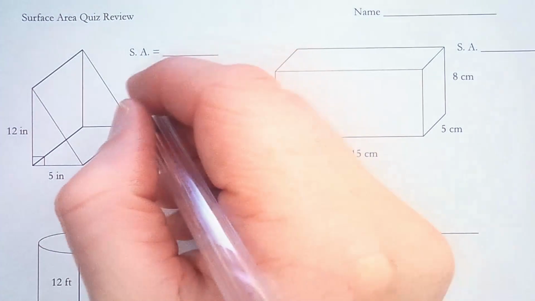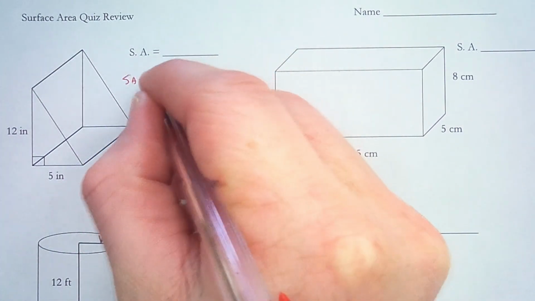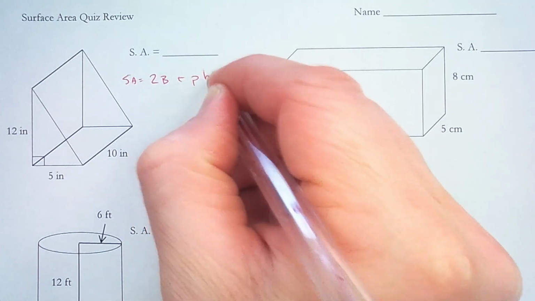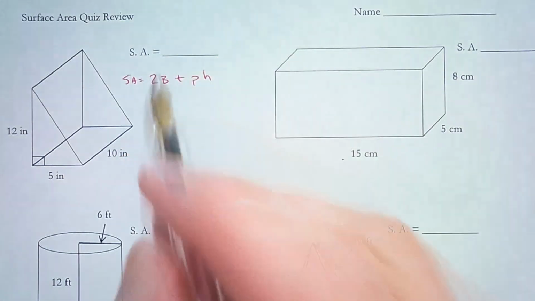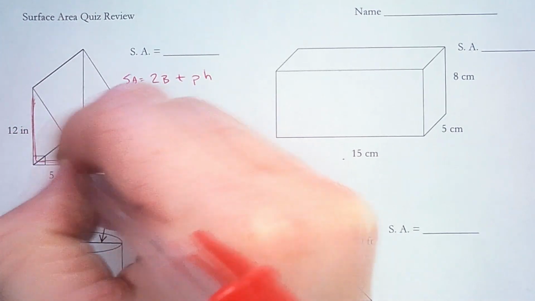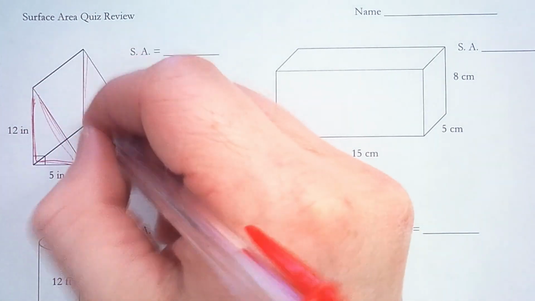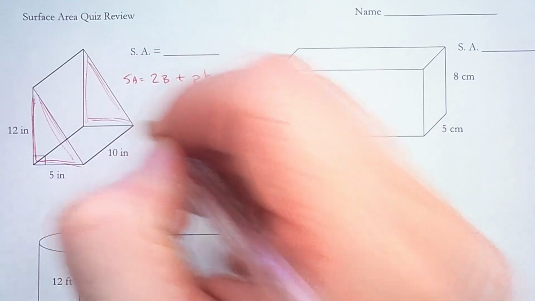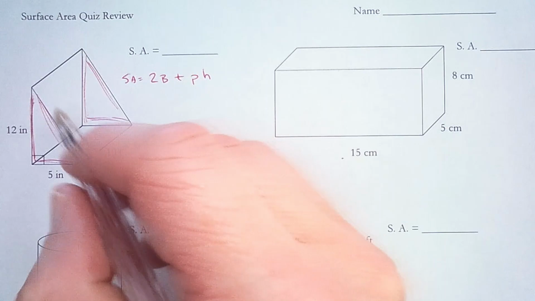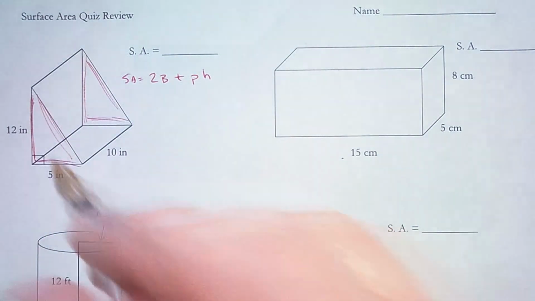Okay, so for a prism, the surface area is 2 times the area of the base plus the perimeter times height. So 2 times the area of the base gets us the area of this base and the parallel base. Perimeter times height gets us the area of all of the lateral faces, the rectangles around this prism.